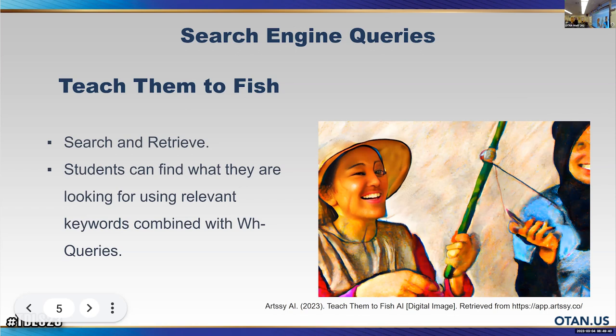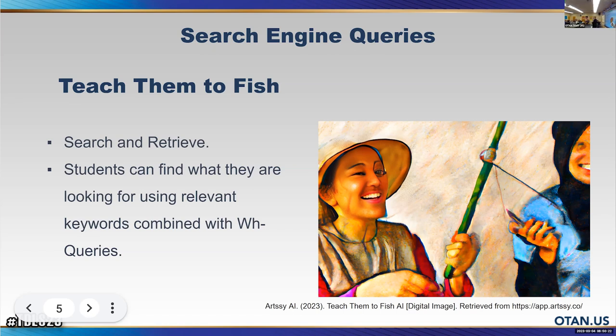With a search engine, you're sort of fishing, aren't you? It's like a fishing expedition. And so we're gonna teach our students how to fish and how to fish efficiently. So the search engines primarily search and retrieve. You make a request and it goes in and pulls back the information that you've requested. But what we've noticed is that usually what we get back is mostly advertisements. You have to sort through a bunch of advertisements before you get to the thing that you want.